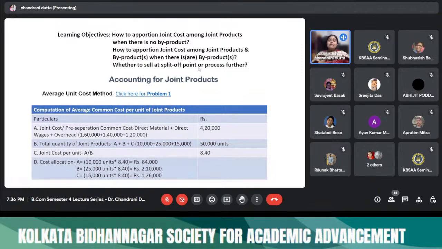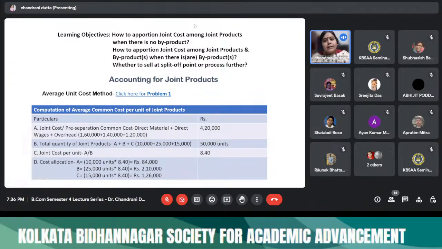So how will the organization make that decision, whether to sell the product at the split off point or process it further. Okay, so these three are the learning objectives that we are going to focus on right now. Okay, so shall we start?